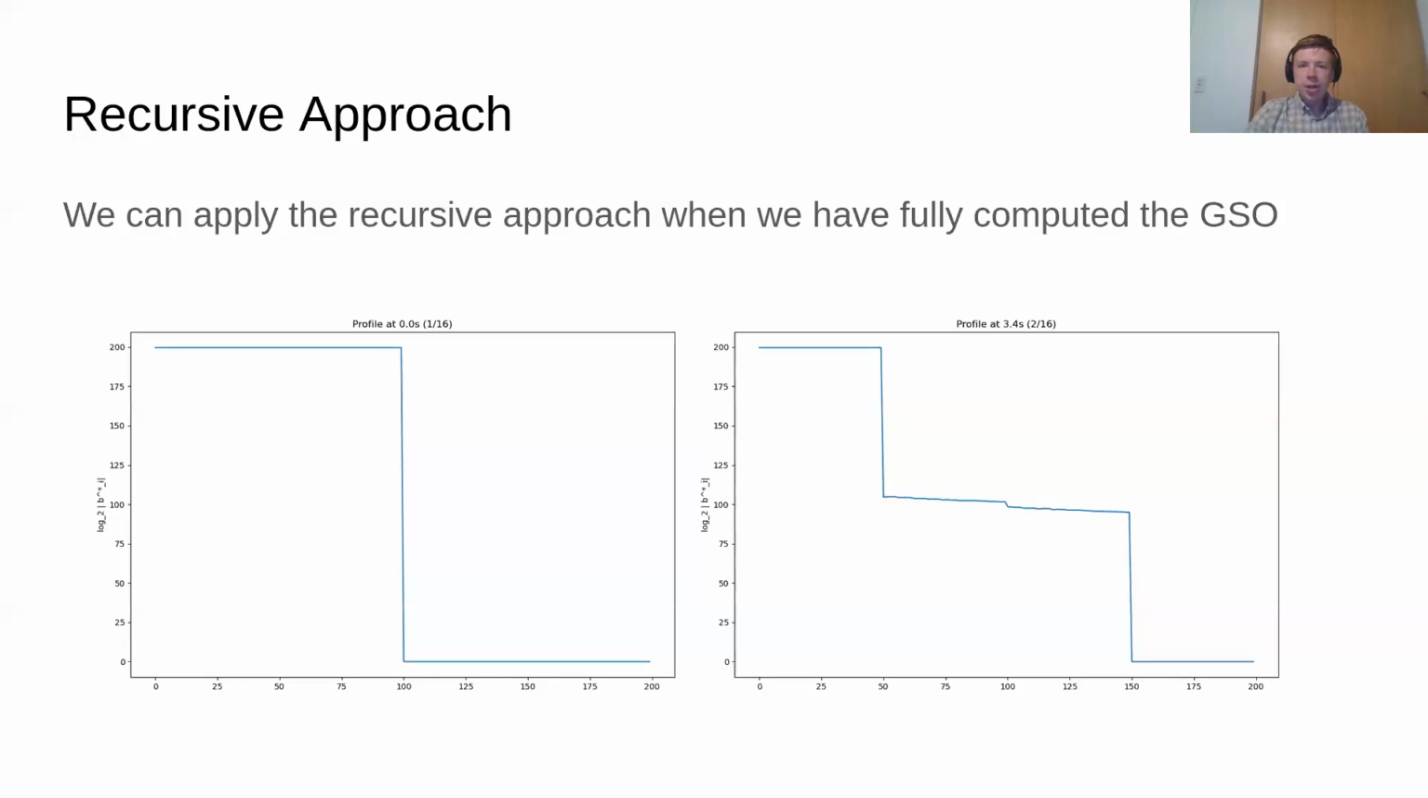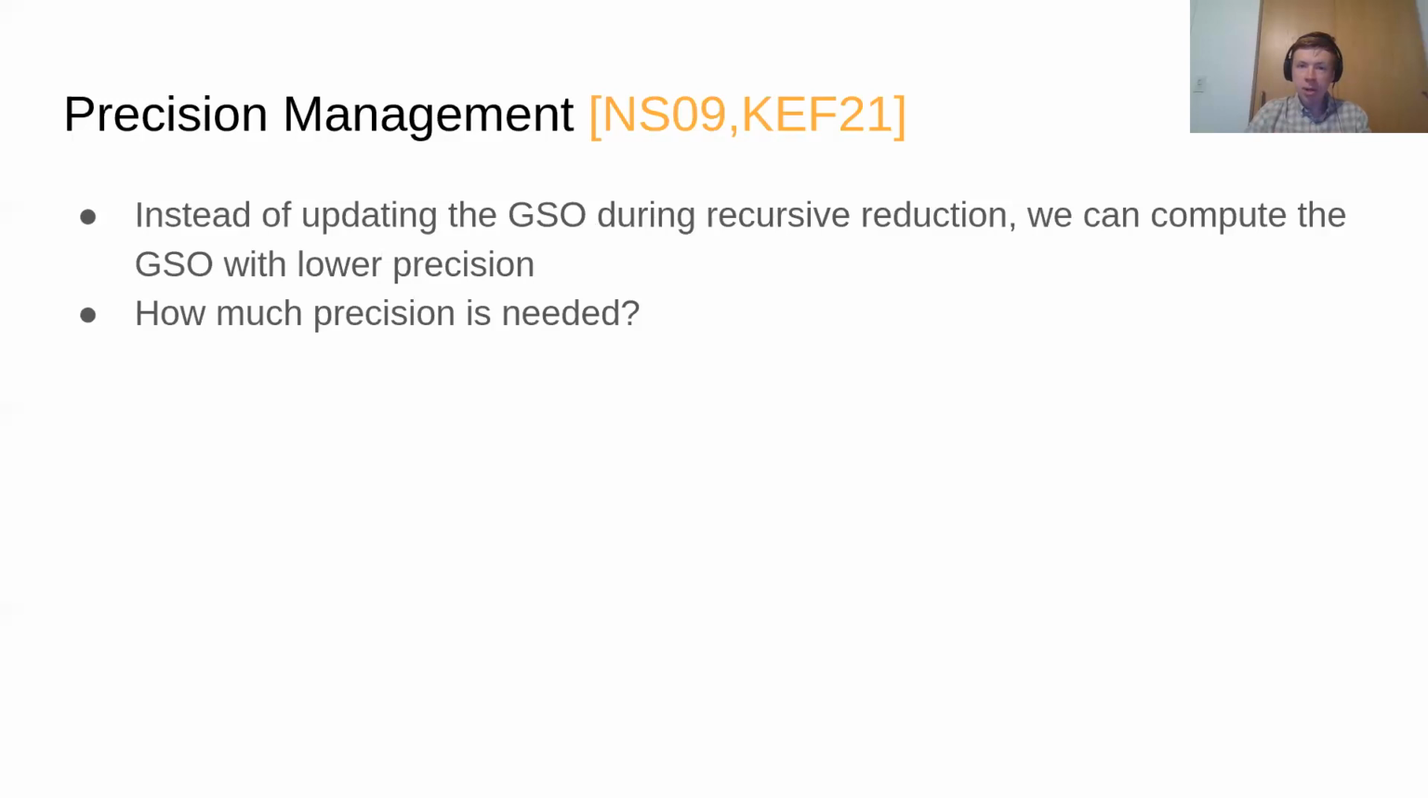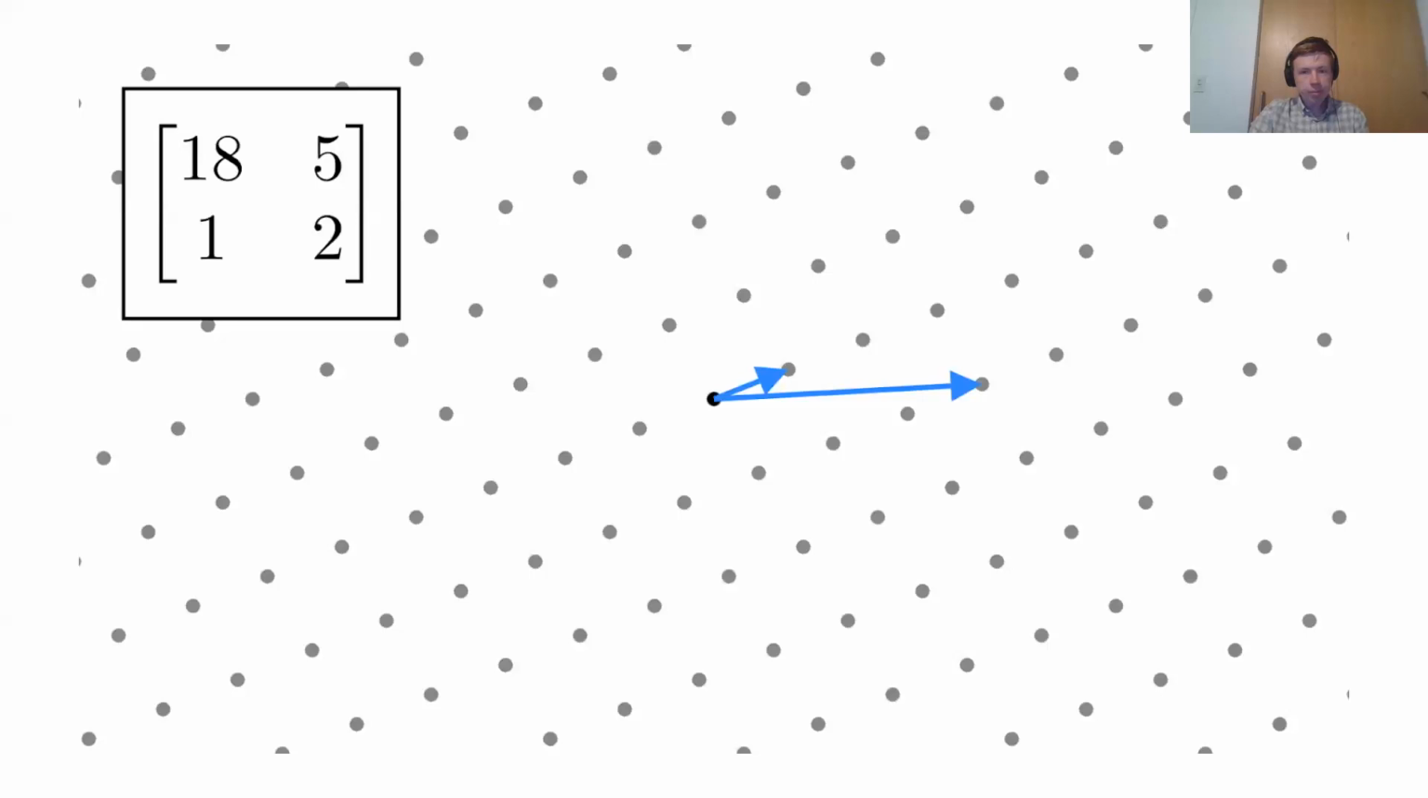All right, so that's a very high level description of the recursive approach, but we can also talk about the precision management. And the idea behind the precision management is intuitive. The entries in the Gram-Schmidt orthogonalization are quite large. They're on the order of the dimension times the input precision. So what if we just use lower precision to represent these values? This leads us to the question of how much precision is actually needed to do so.